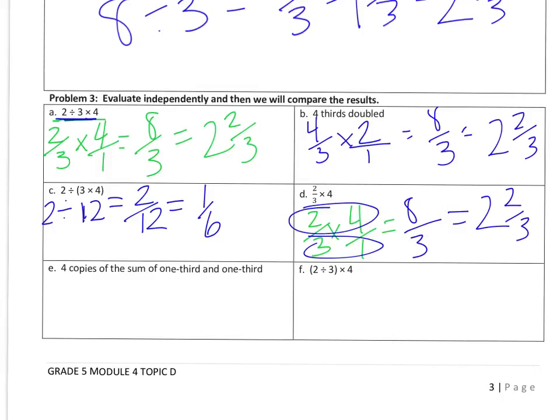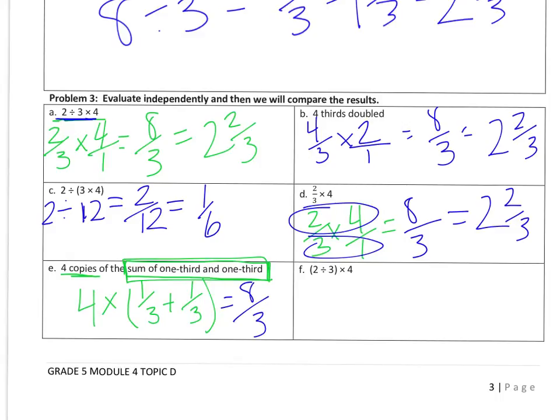All right, this one's going to be a little tricky. Let's pay careful attention. 4 copies of the sum of 1/3 and 1/3. Okay, so 4 copies, we know that's something times 4. But of the sum. So of the sum, that means we have to add first. So in parentheses, 1/3 plus 1/3. And then we're going to multiply it by 4. So 1/3 plus 1/3 is 2/3. So we have 4 times 2/3, which would be 8/3. Oh boy, 8/3 again.